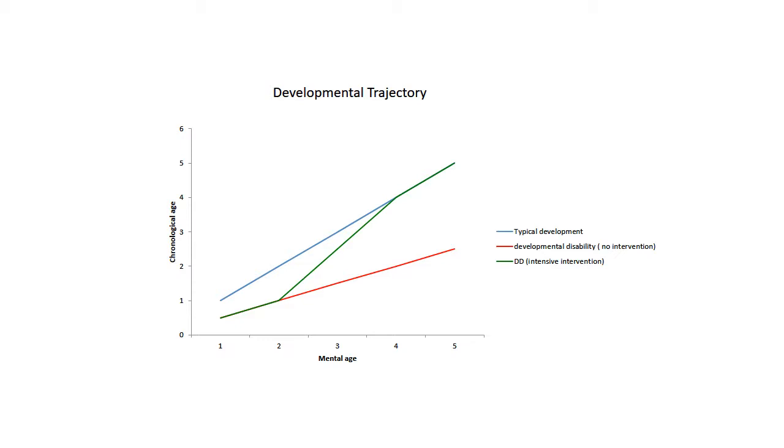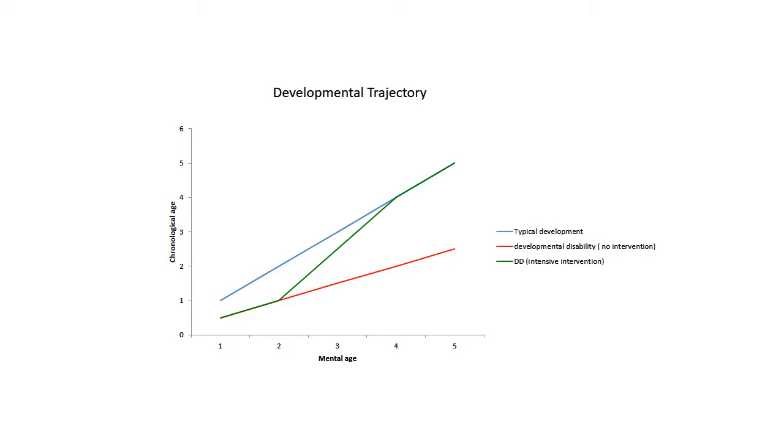This is a graph that I made for developmental trajectory. It's kind of crude, but let's see if we can follow along. The blue line represents traditional developmental trajectory. When a person is 1 year old chronologically, they are also 1 year old mentally. When they are 2 years old chronologically, they are also 2 years old mentally, and so forth. This is represented by the blue line.